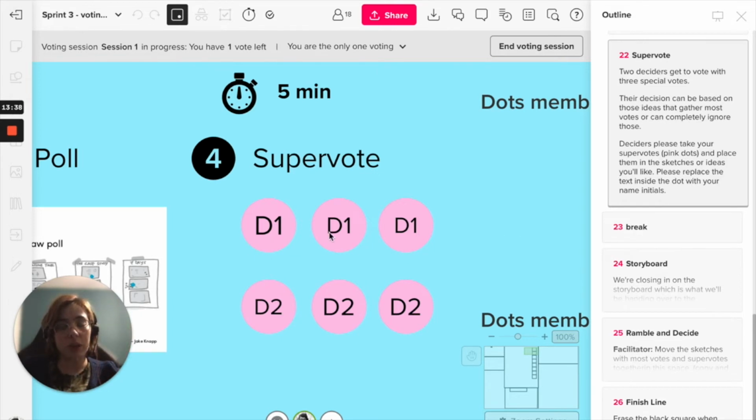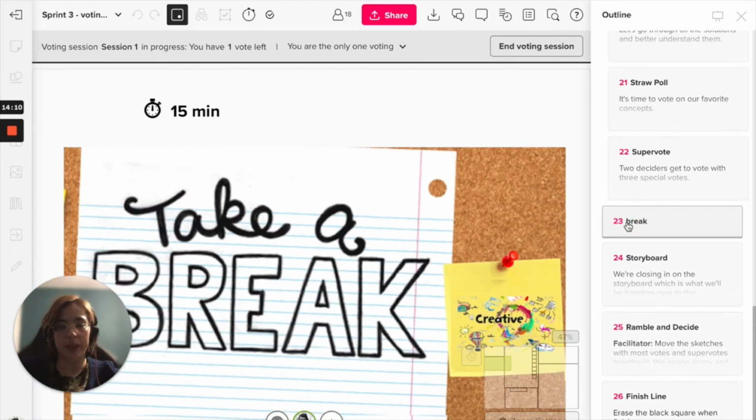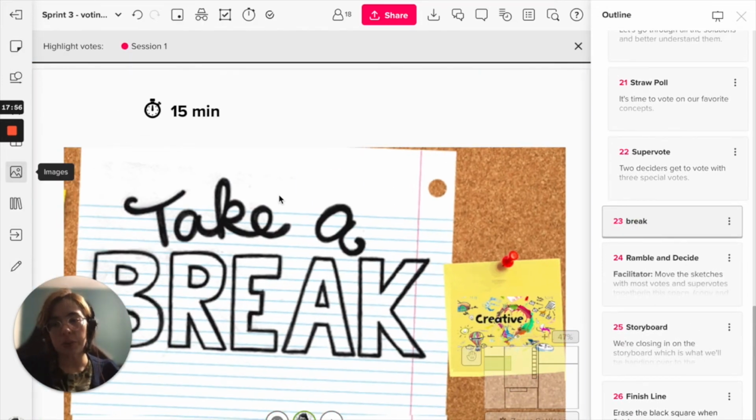Once you name who the two deciders are going to be, please change the D1 and D2 to your name initials. So if you are Maria, you put M instead of D1. You put M in each of the three votes. The super deciders get 5 minutes to finish this activity. Once you finish this voting activity, you get to do a short break. After you take a 15 minutes break, it's time to rumble and decide.